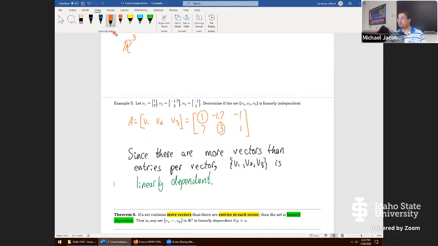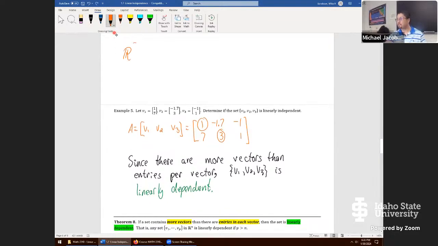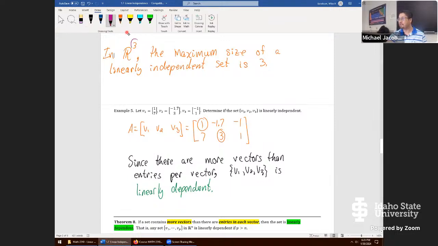Let's say for R3 as an example. In R3, the maximum size of a linearly independent set is 3. Let's circle the massively important feature of that statement here and here. If you're working in R3, you cannot go beyond 3 vectors or else you are automatically linearly dependent.